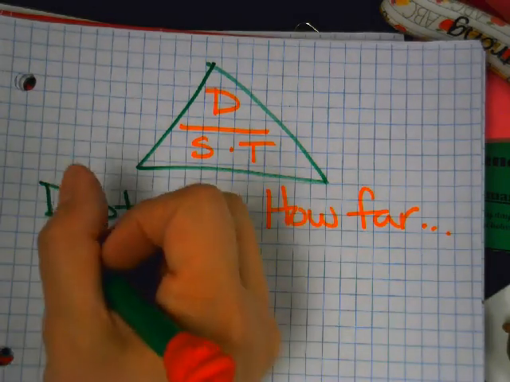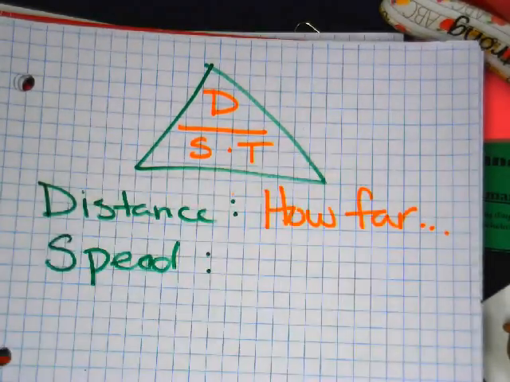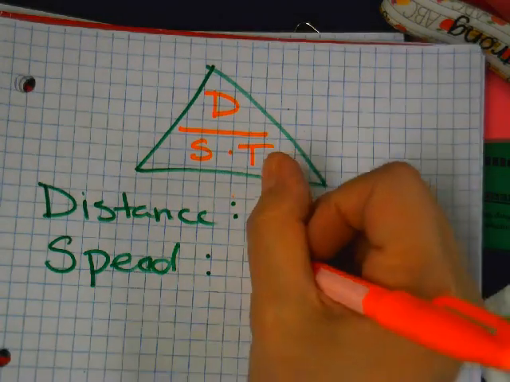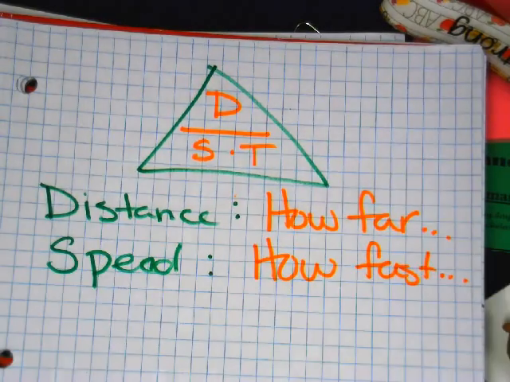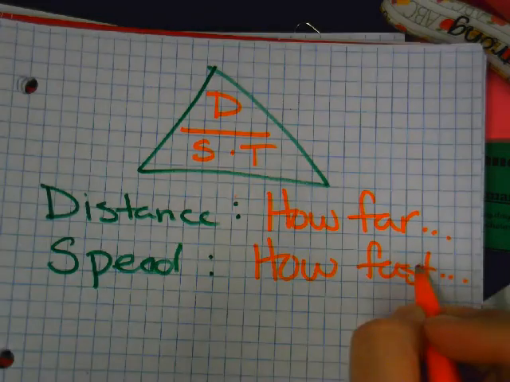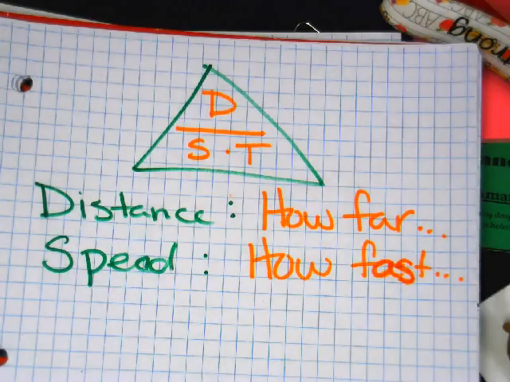Speed. Speed is how fast. That's why we write it down right now. So when you read how fast, it might tell you what is the speed. So it's not going to tell you how fast. It just tells you what is the speed. Okay, last one is time.